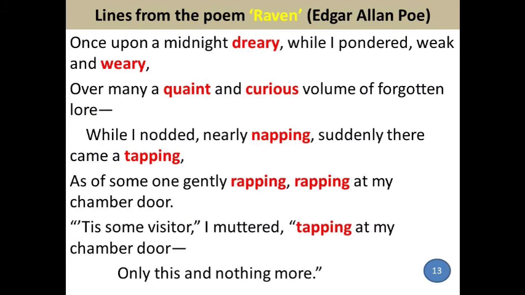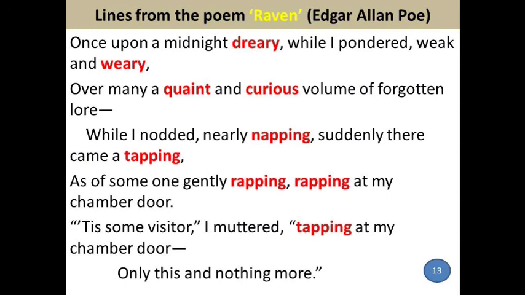The Raven. Once upon a midnight dreary, while I pondered, weak and weary, over many a quaint and curious volume of forgotten lore, while I nodded, nearly napping, suddenly there came a tapping, as of some one gently rapping, rapping at my chamber door. 'Tis some visitor, I muttered, tapping at my chamber door. Only this and nothing more.